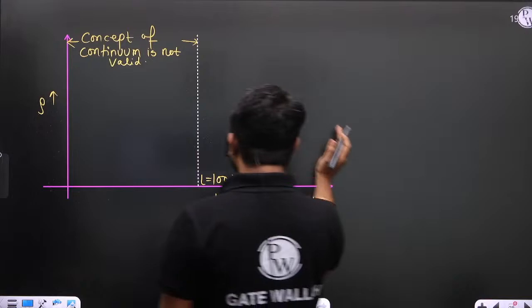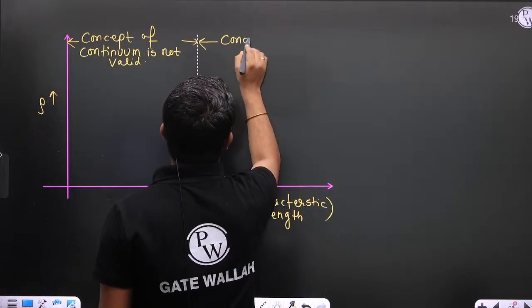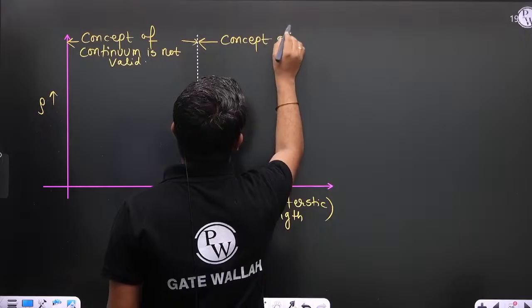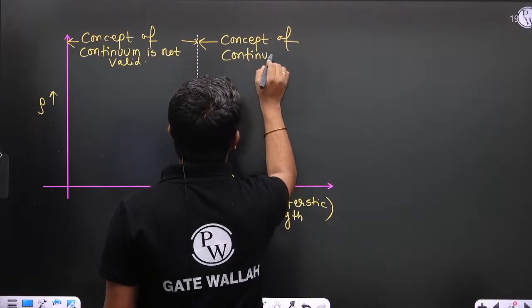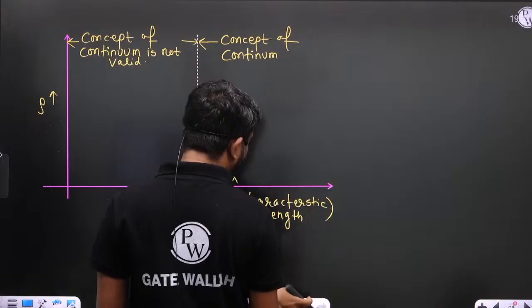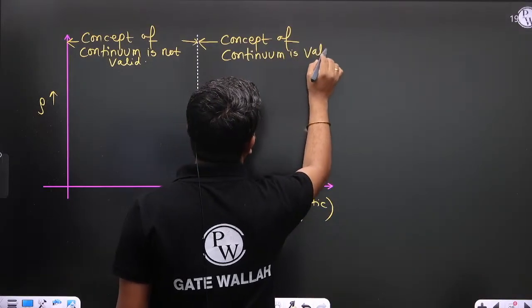Now, if L is greater than 100 times of lambda, so in this zone, concept of continuum is valid.